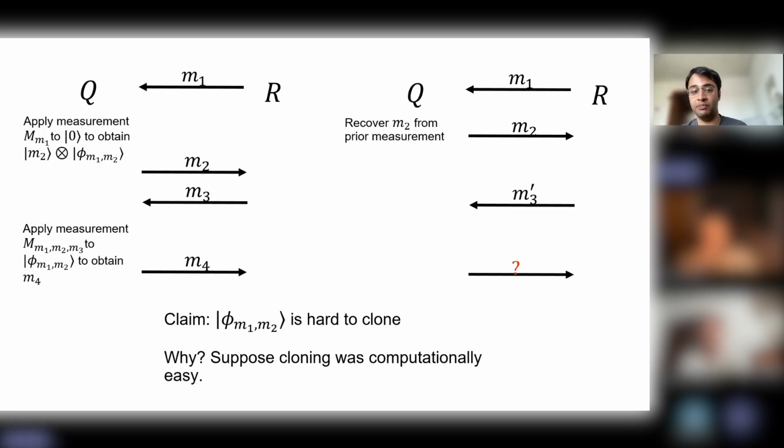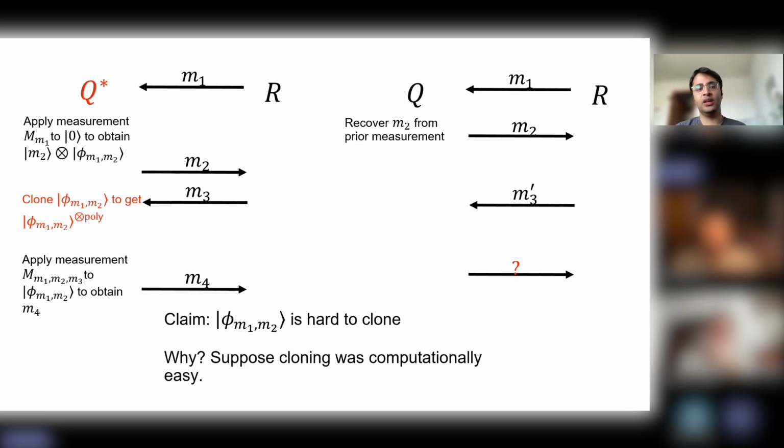And why is this the case? Suppose this cloning was easy. Then R could do a different strategy. It could come up with a different algorithm, Q star, and use Q star in a clever way to try to break the underlying assumption. Q star is going to proceed as normal, except when it gets to the stage where you're answering M3, it is going to make clones of phi m1, m2 to get many copies of the state phi m1, m2.